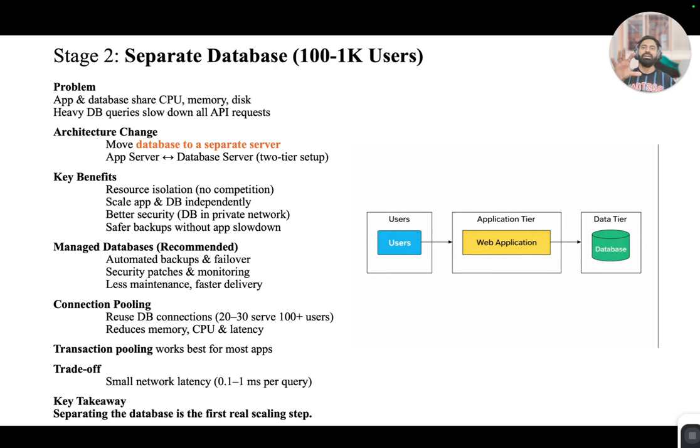Next, what do you think about network latency? Again, this is important, right? Network latency also plays a very separate role when you separate a database.